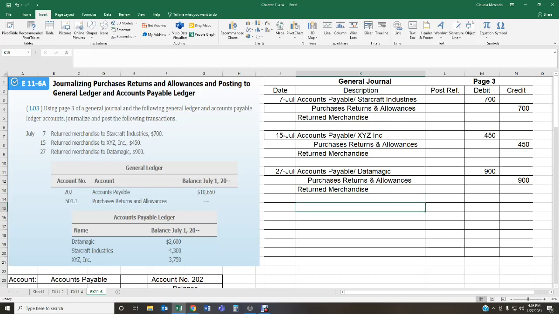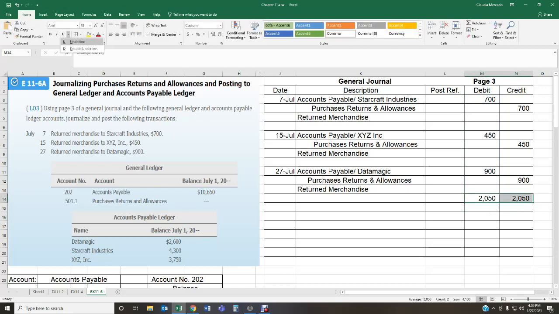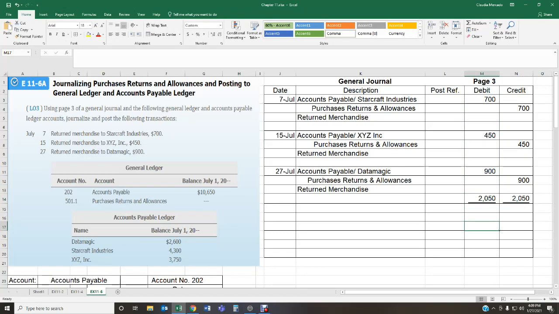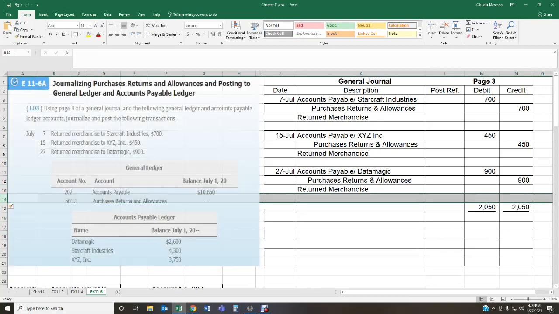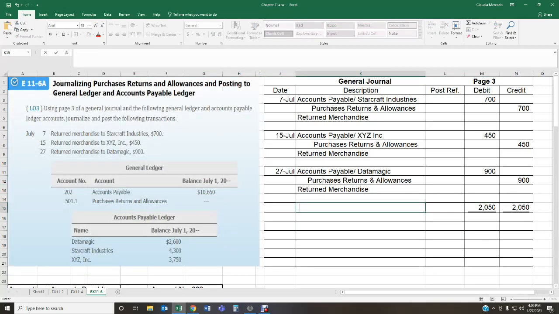Step number 1, journalize your entries. So we've got 700, 450, 900. I just like to make sure that my debits equal my credits. So I'm just going to do a quick sum of my debit column and a quick sum of my credit column. They're both the same, so that means debits equal credits, so I'm comfortable with that. So this is just my balance right there. Just to be on the safe side, my balance is $2,050 on each debit and credit column. That's just a habit that I have.